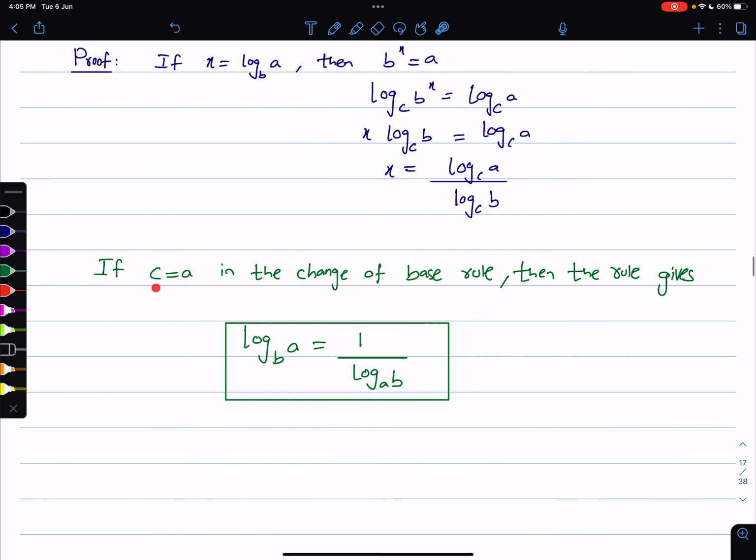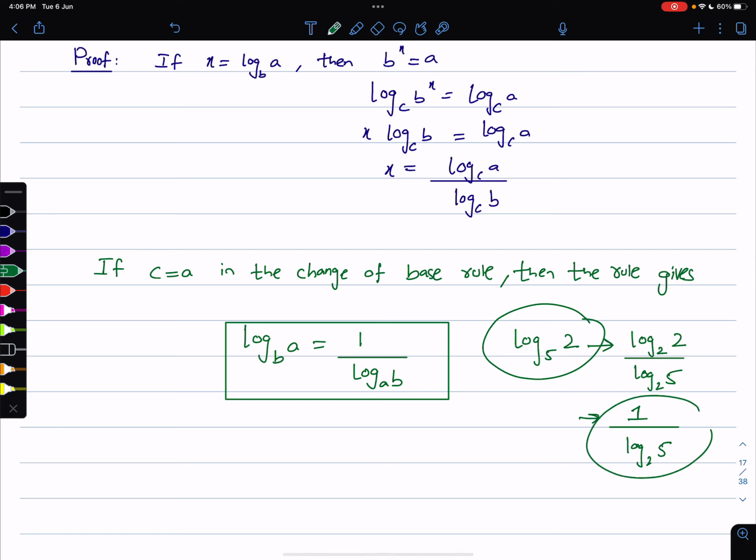Now, if c is equal to a, for example, log to the base 5 of 2, and we need to express this as log to the base 2, we are going to write this by applying the change of base rule: log to the base 2 of 2 divided by log to the base 2 of 5. Now log to the base 2 of 2 is always 1, divided by log to the base 2 of 5. So log to the base 5 of 2 becomes 1 upon log to the base 2 of 5.